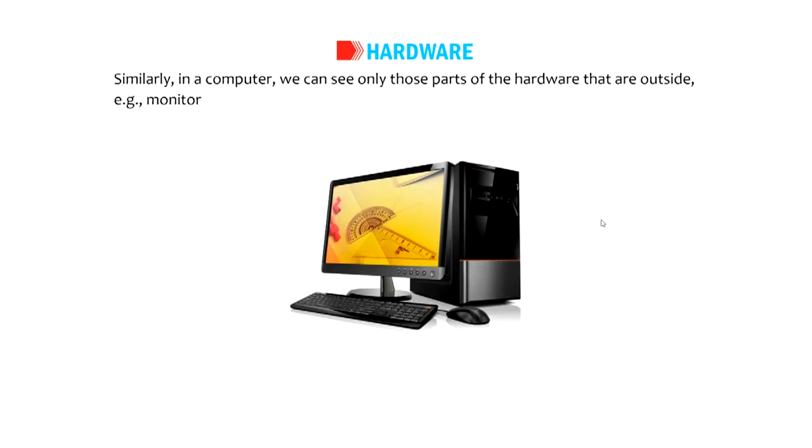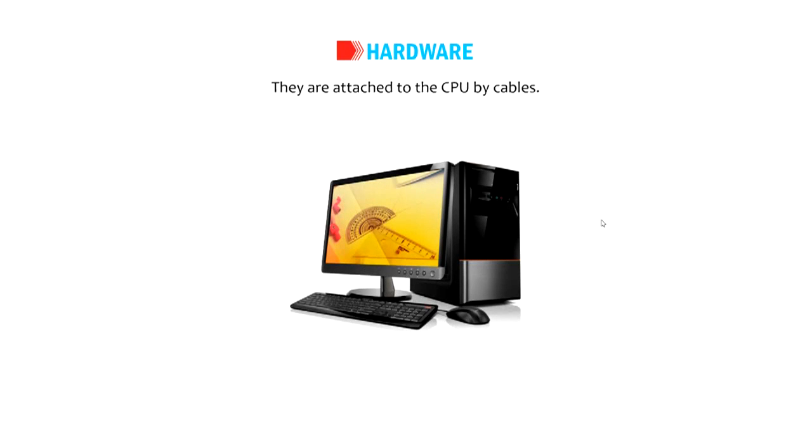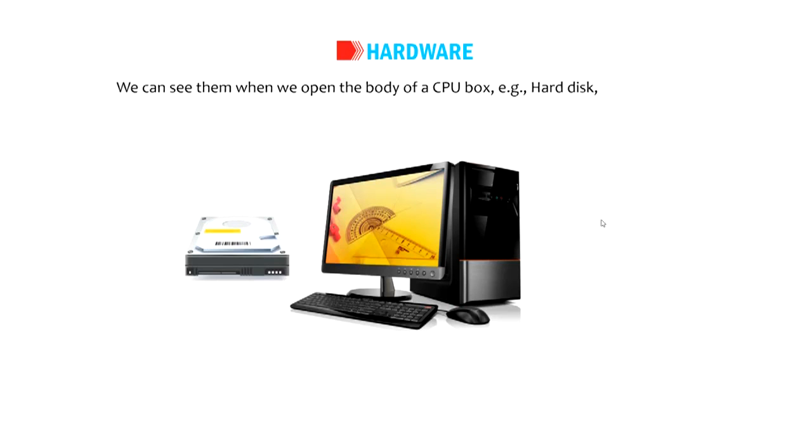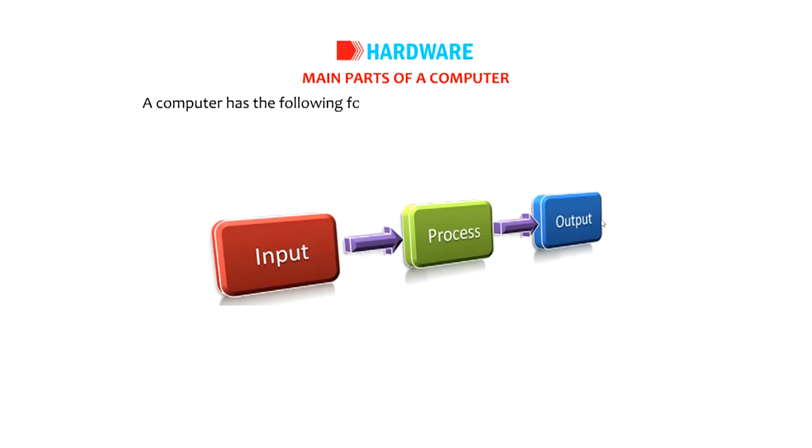Example, monitor, keyboard, etc. They are attached to the CPU by cables. Some parts of hardware are inside the CPU. We can see them when we open the body of a CPU box. Example, hard disk, CPU chip, etc. Students, let's understand the main parts of a computer. A computer has the following 4 main parts that help in performing the IPO, input, process, output cycle.